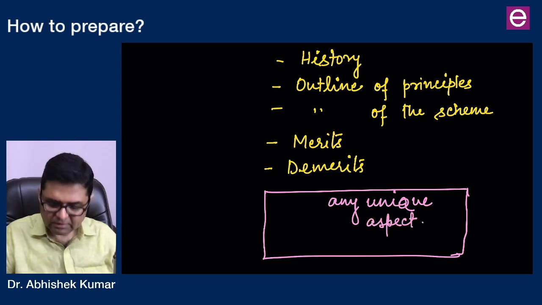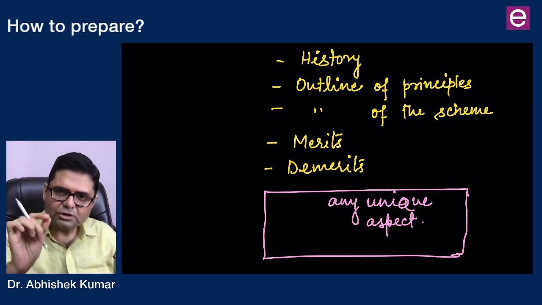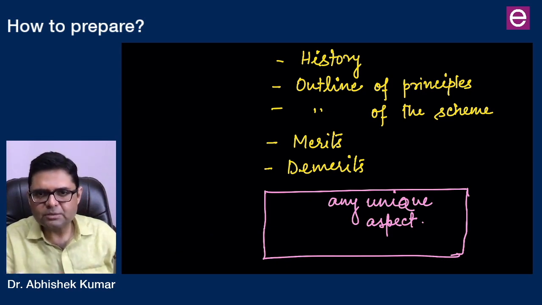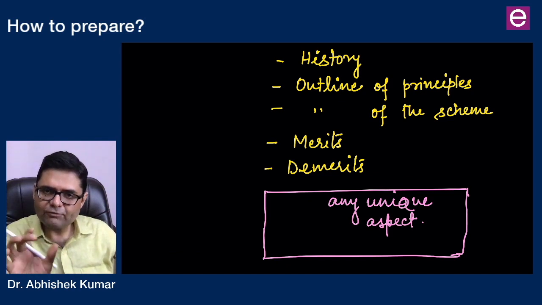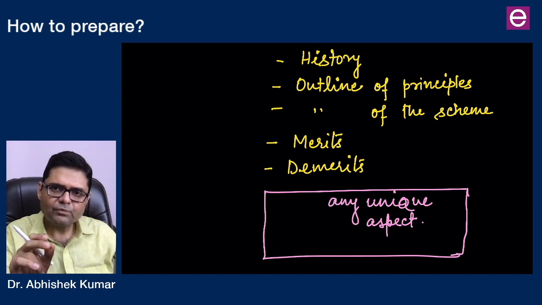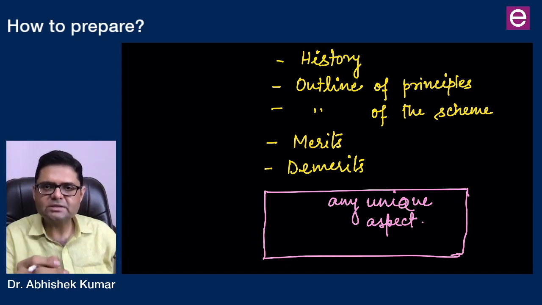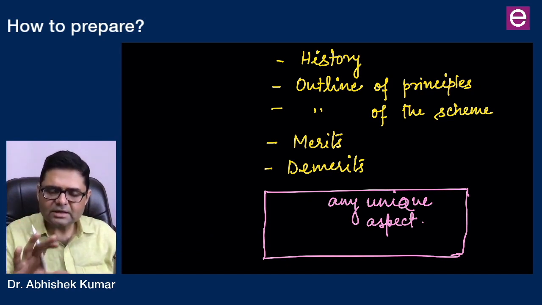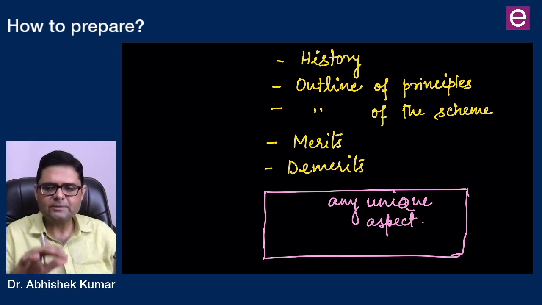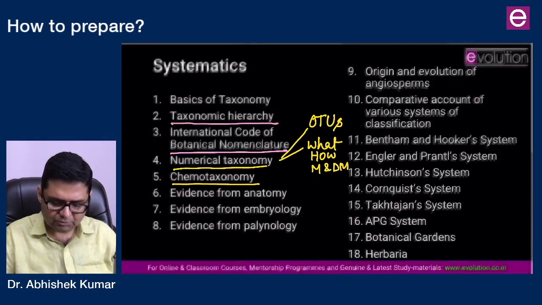So for example, when they ask what is the position of monocots under the APG system, there must be something special in how the APG system has treated the monocots. So you have to keep looking for these unique aspects, because they may form the basis of a short note, they may form the basis of a comparison based question. So it will be a worthwhile idea. So these are the 5 aspects: history, outline of the principles, outline of the scheme of classification, merits, demerits, and then unique aspect. That will be all you are supposed to do.